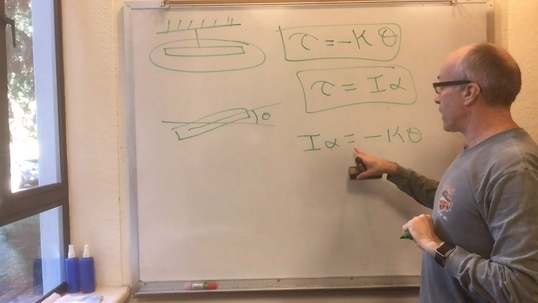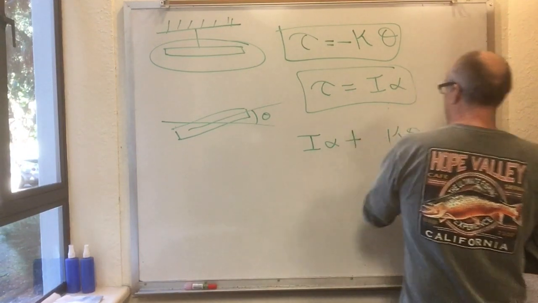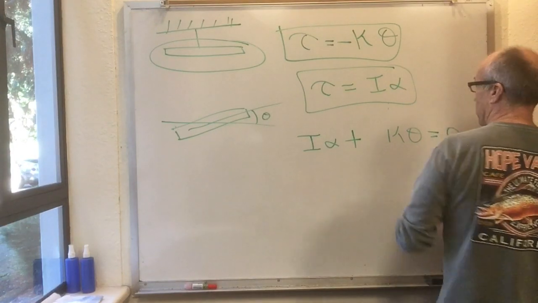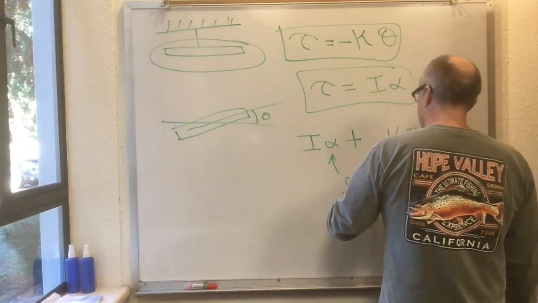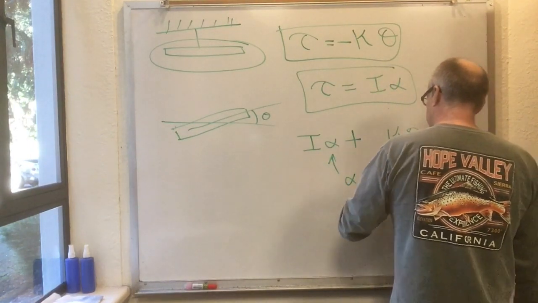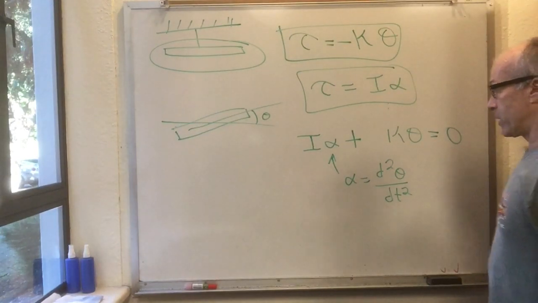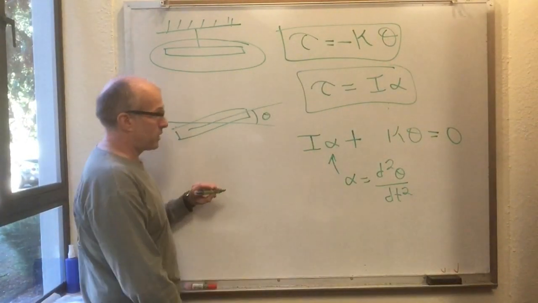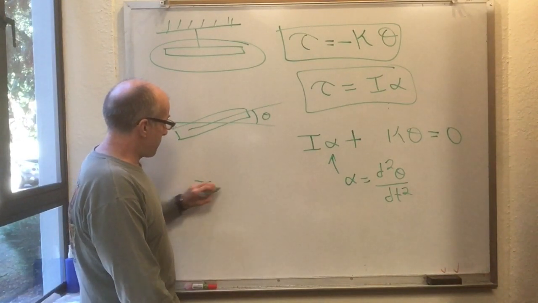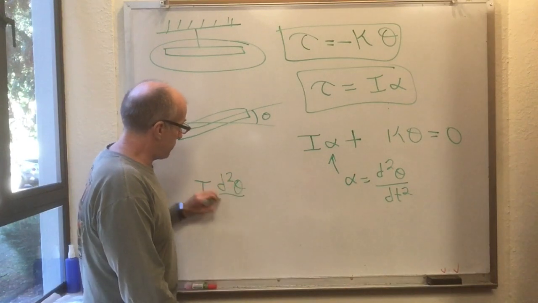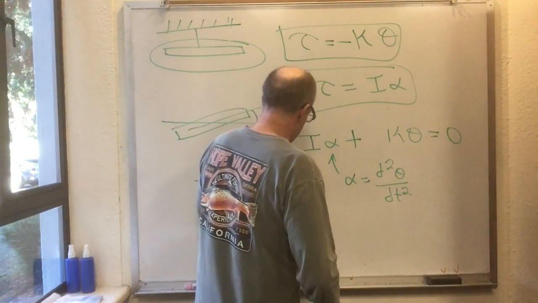Okay, and now let's do a couple other things. Let's bring the kappa theta to the other side of the equation. So now it's I alpha plus kappa theta equals zero. And then let's use the fact that we know that alpha is d squared theta dt squared. And so we now have a differential equation. The differential equation is that I times d squared theta dt squared plus kappa theta is equal to zero.